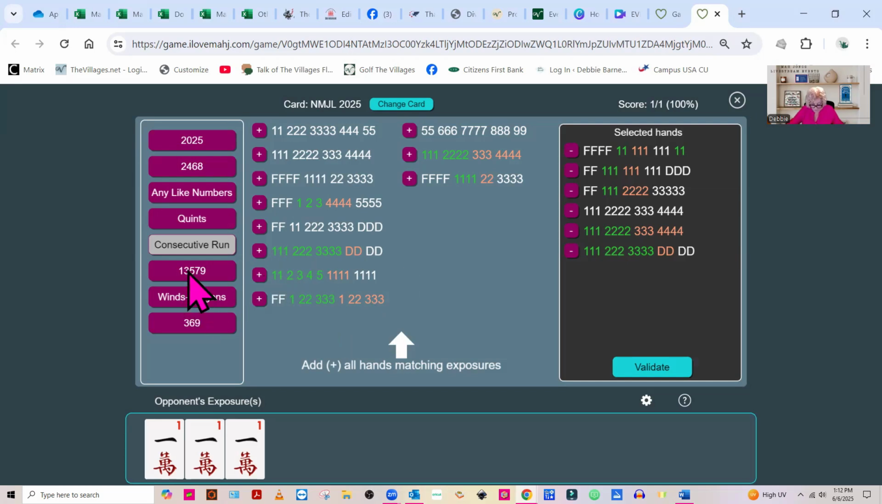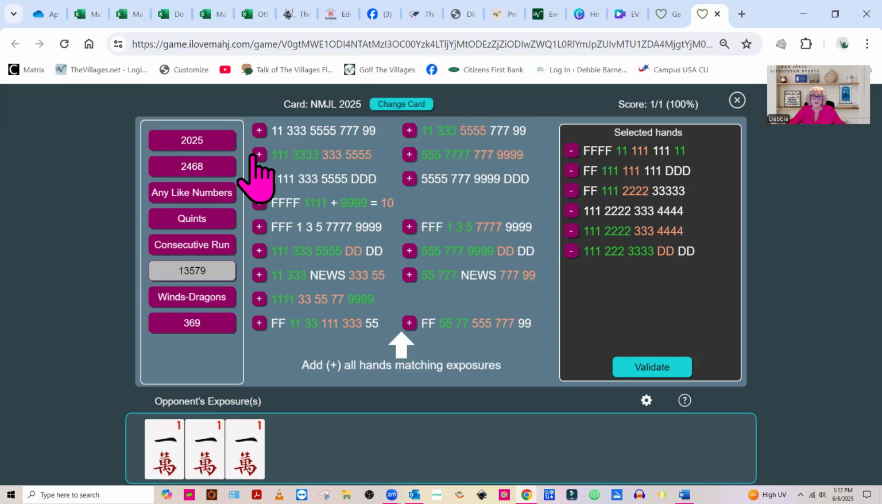Now, what about 1, 3, 5, 7, 9? I'm looking at my card. Oh yeah, I see lots in there too. Right here's a pung of 1s. Any more? Here's a pung of 1s. And this is the concealed hand. And even though there's a pung of 1s, I know it's going to mark that incorrect.